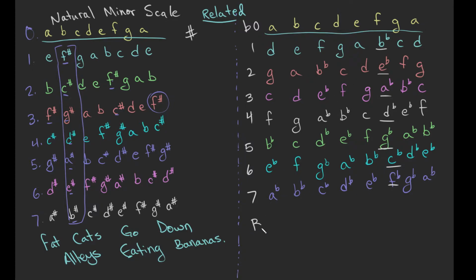And we have B, E, A, D, which is bead, and then G, C, F, which is gum, candy, fruit. Oops, that's an F. Fruit. Gum, candy, fruit. Bead, gum, candy, fruit is the order of flats for the flat natural minor scales.